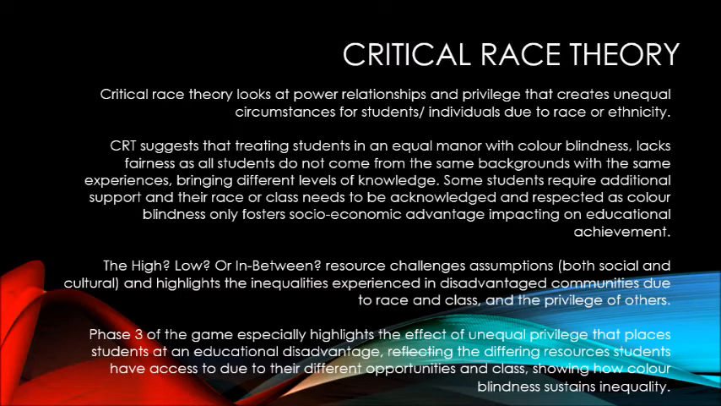The notion of colourblindness is critiqued as treating all students the same, which is proposed to foster privilege and socio-economic advantage, as the individual student's situation, experience and background is not taken into consideration. Critical race theory is addressed in high, low or in-between, as social and cultural assumptions about race are challenged, and Phase 3 in particular demonstrates the differing resources students may have access to due to their class, highlighting how some students may be disadvantaged compared to others and limiting their opportunities and academic outcomes.